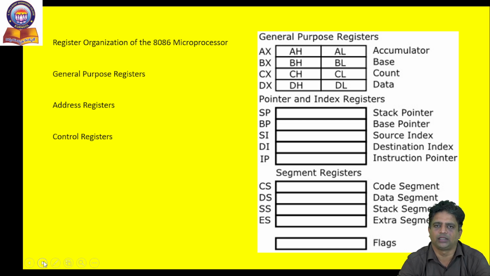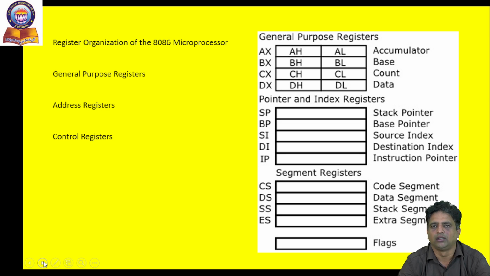In support of the accumulator, we have another register B, which is represented in 16-bit format as BX, and in 8-bit format as BL and BH. A very prominent register after the accumulator is the B register. The C register is a very normal general purpose register, represented in 16-bit format as CX, and in 8-bit format as CL and CH.